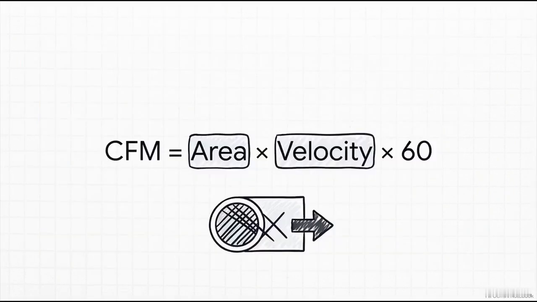And the beauty here really lies in the formula itself. Airflow equals area times velocity times 60. We're basically just translating geometry and speed into volume. You take the cross-sectional area of the duct, factor in the velocity of the air, and then scale those feet per second up to minutes by multiplying by 60 to get our CFM.